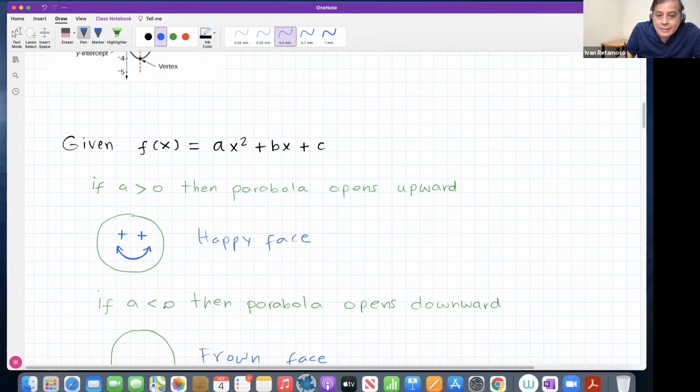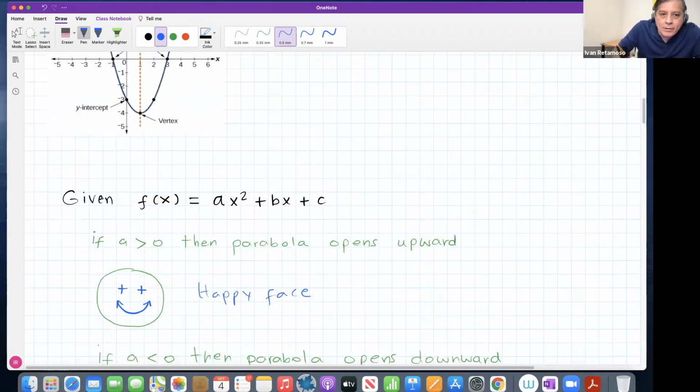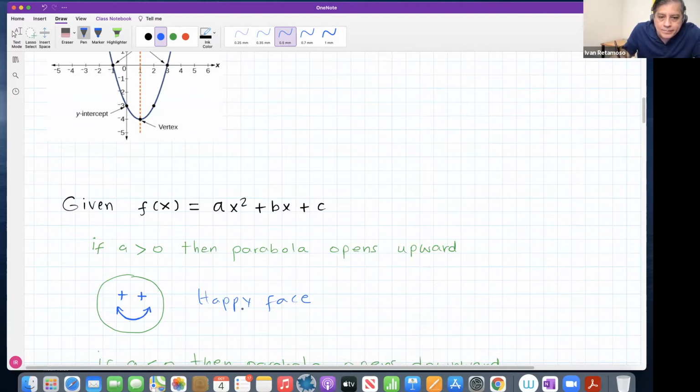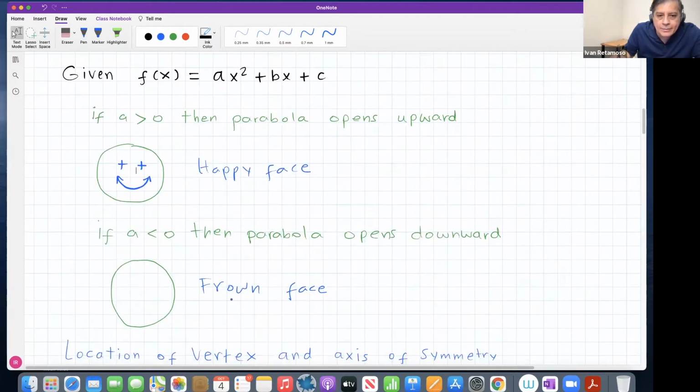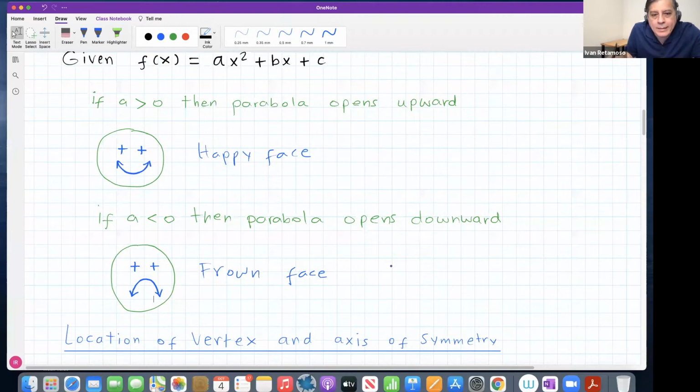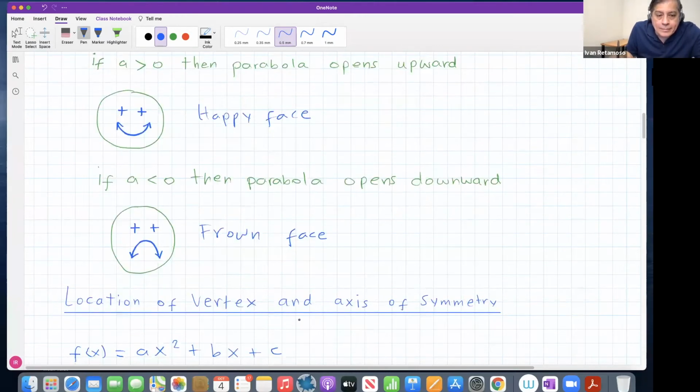If a is less than 0, however, the parabola will open downward this way. That is easy to remember if you look at the mouth of a frown face, right? This will be the shape, right? Opening downward.